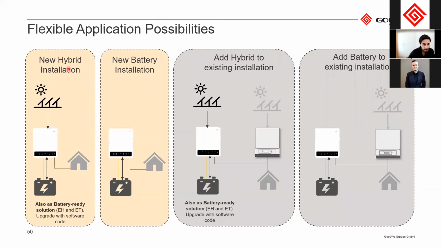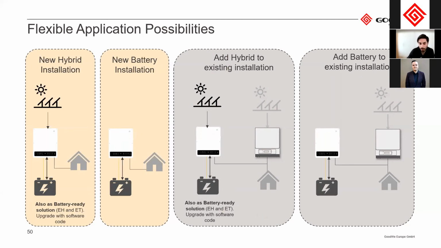Here are some different application scenarios when you might want to install a hybrid installation or a battery inverter. Here's a completely new one. Or you can have a complete battery-only installation in your house. It's also possible to add a hybrid installation to an already existing on-grid installation. Maybe you want some additional panels and you also want to have some battery capacity.